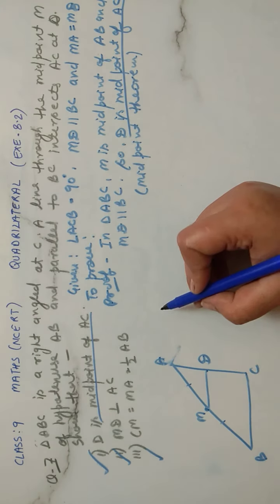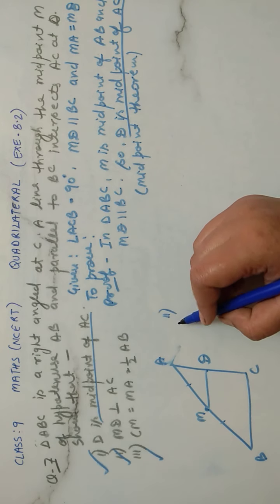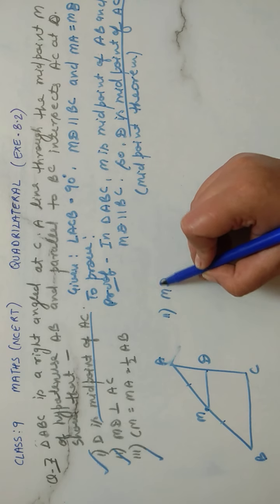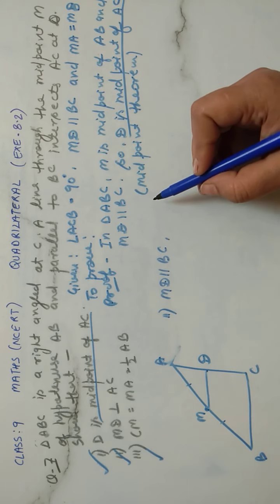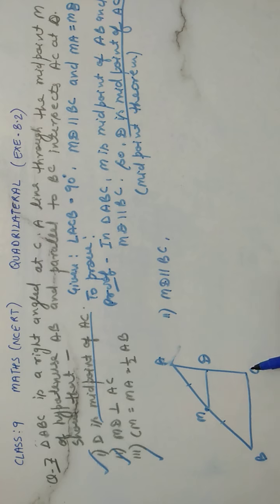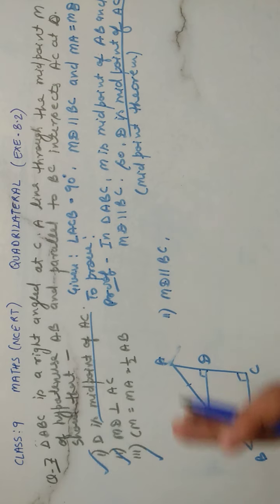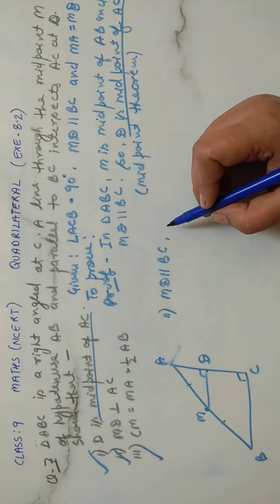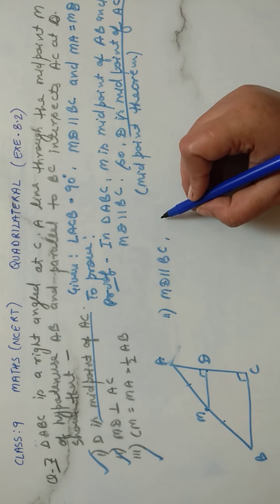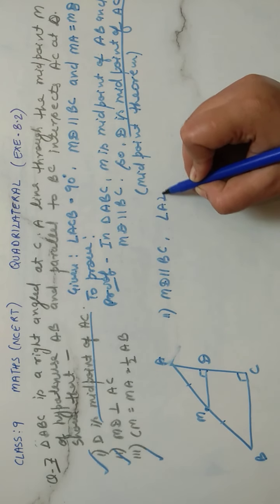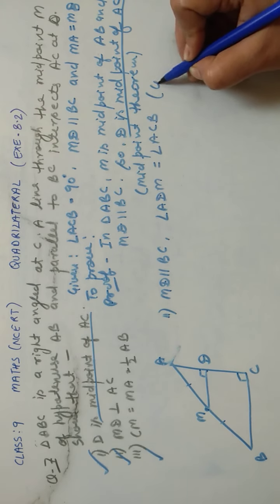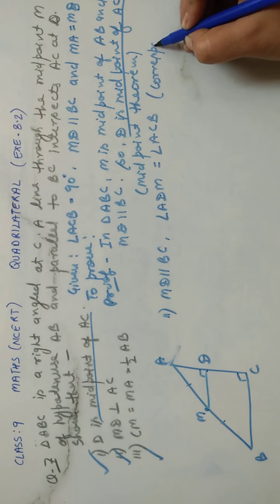Okay, now for the second point, we are having that MD is parallel to BC. So you can say, just have a look, these two are the parallel lines and this one is the transversal. So these two angles are equal. Why? Because these two are the corresponding angles. In parallel lines, corresponding angles are equal. So you can say that angle ADM is equal to angle ACB, and the reason is corresponding angles.